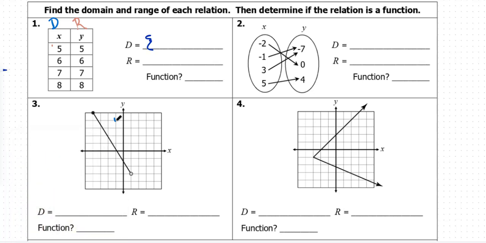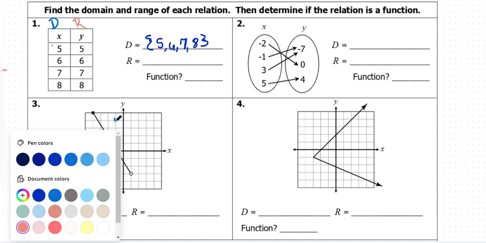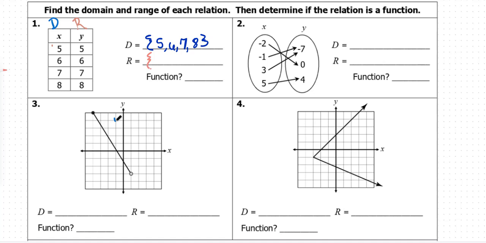So my domain is 5, 6, 7, 8. Put a comma between each one. My range, on the other hand, is the y values listed in order. 5, 6, 7, 8.